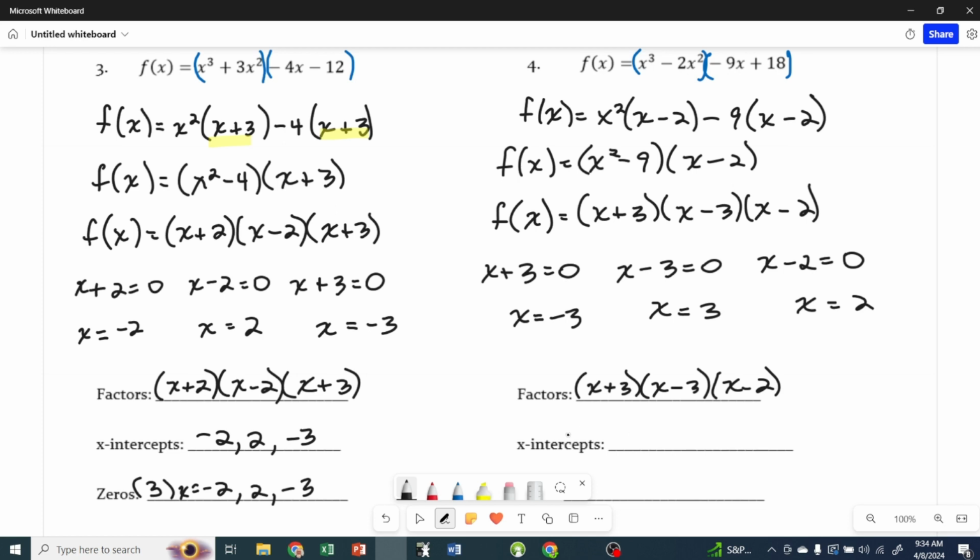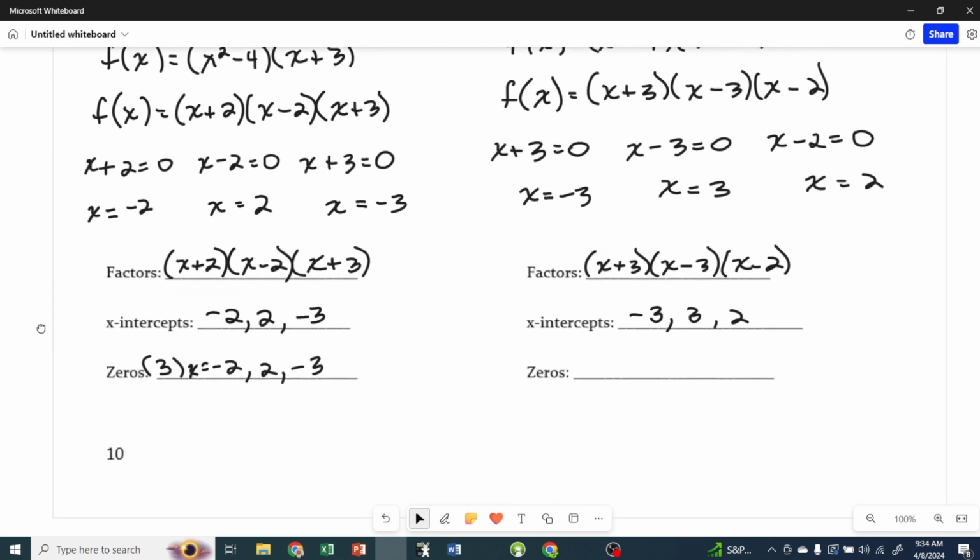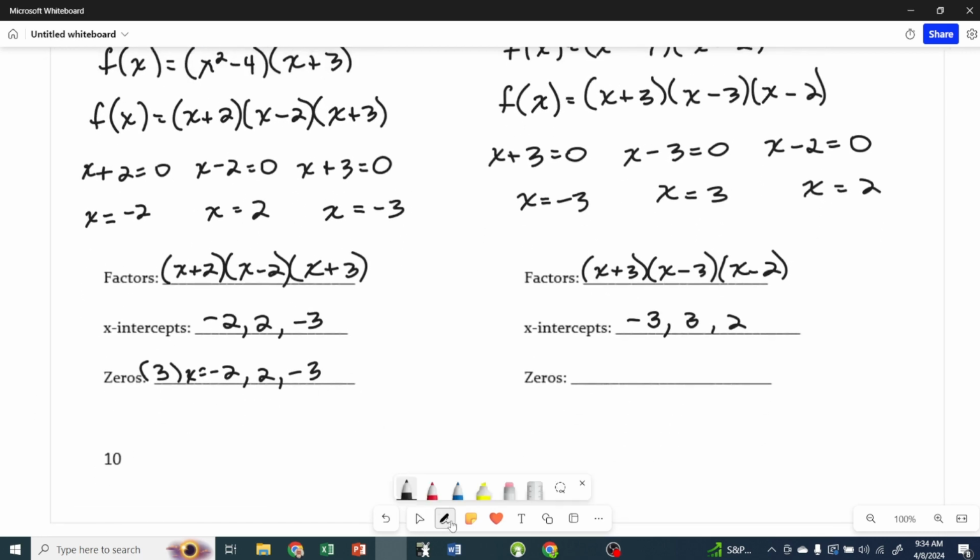And then we're going to list our x-intercepts, and that's going to be negative 3, 3, and 2, right? And our zeros, there's 3 of them, right? X equals negative 3, 3, and 2. We have 3 distinct zeros.